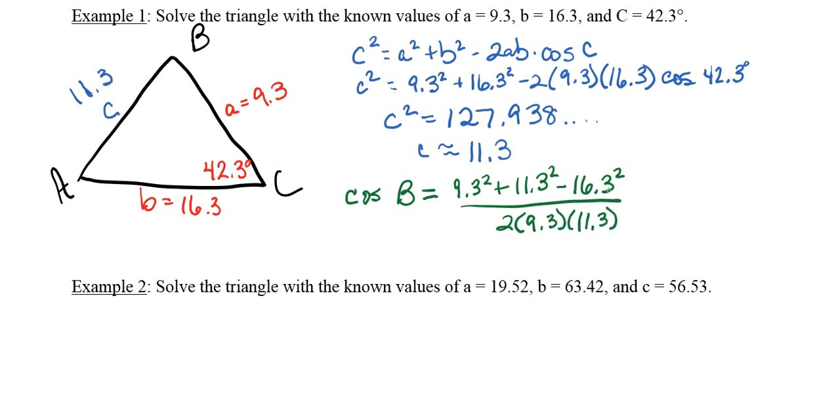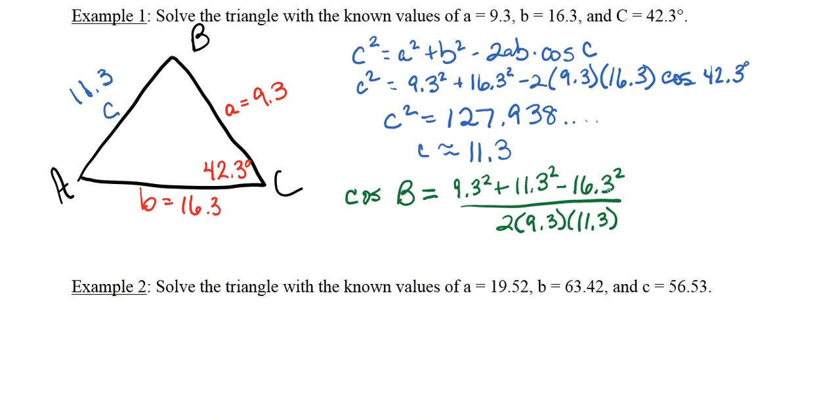So I'm going to go ahead and do everything on the right. 9.3 squared plus 11.3 squared minus 16.3 squared.